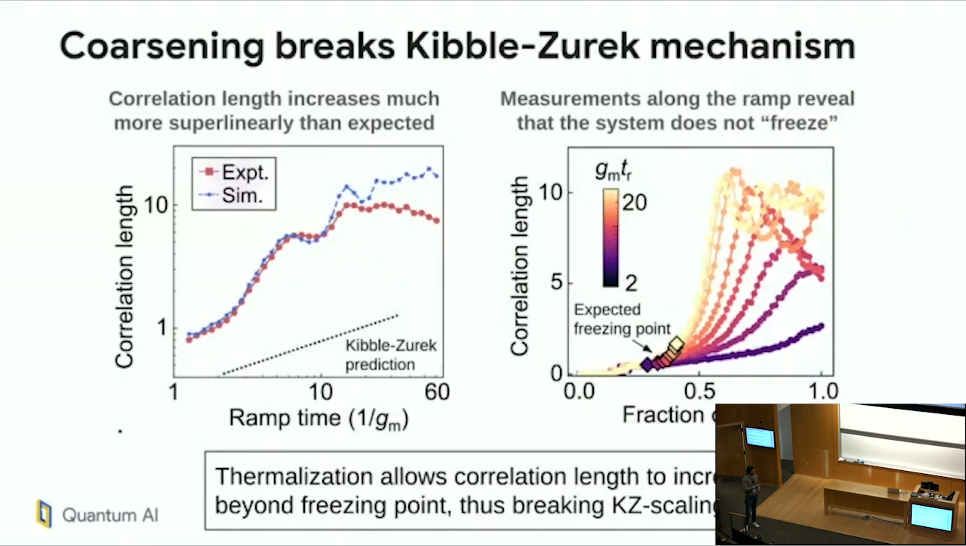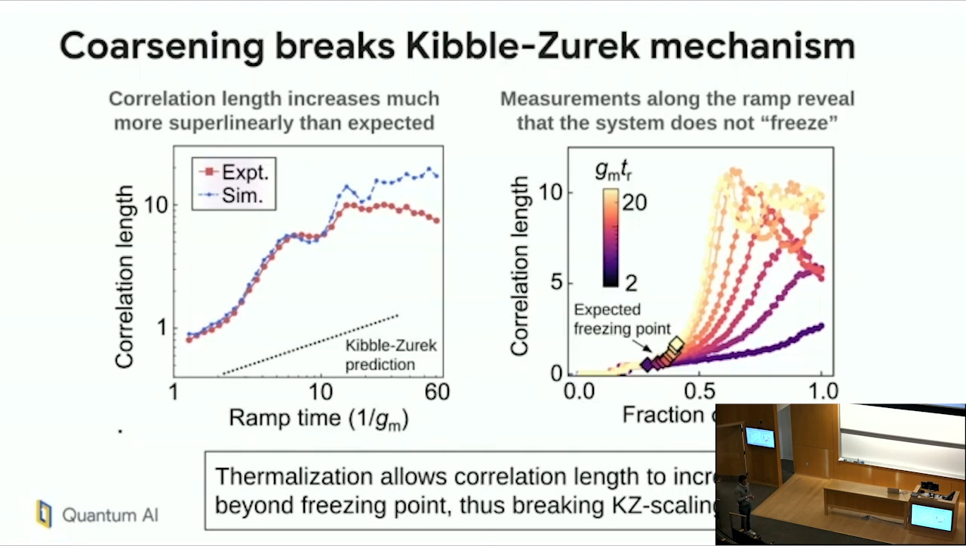I also mentioned that we're interested in how the correlation length depends on the ramp time. So that's what's plotted on the left here. Again, I plot both experiment and simulation, but now I've also included the prediction from Kibble-Zurich theory. You can immediately see here that these curves don't agree well at all. Initially, this was concerning to us. We were very confused about it.